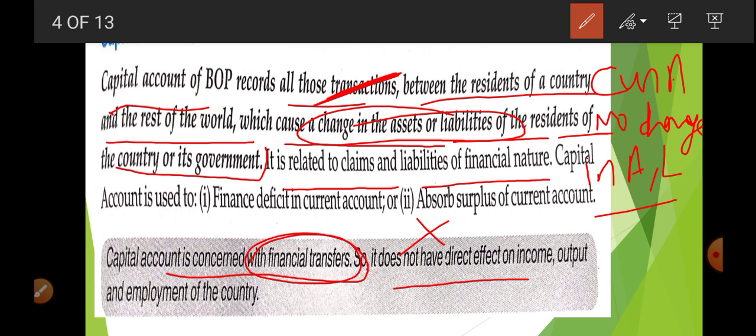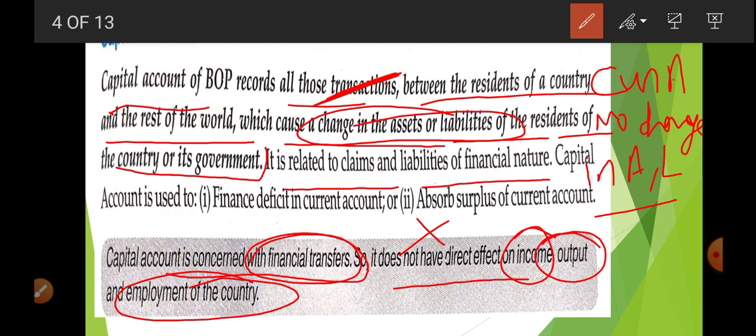And that is why it is not going to affect income, output, and employment of a country. Actually, capital account is just related to changes in ownership, purchasing of stocks or fixed assets. So there is only a change in ownership, there is no increase in production or employment. This thing you have to remember.